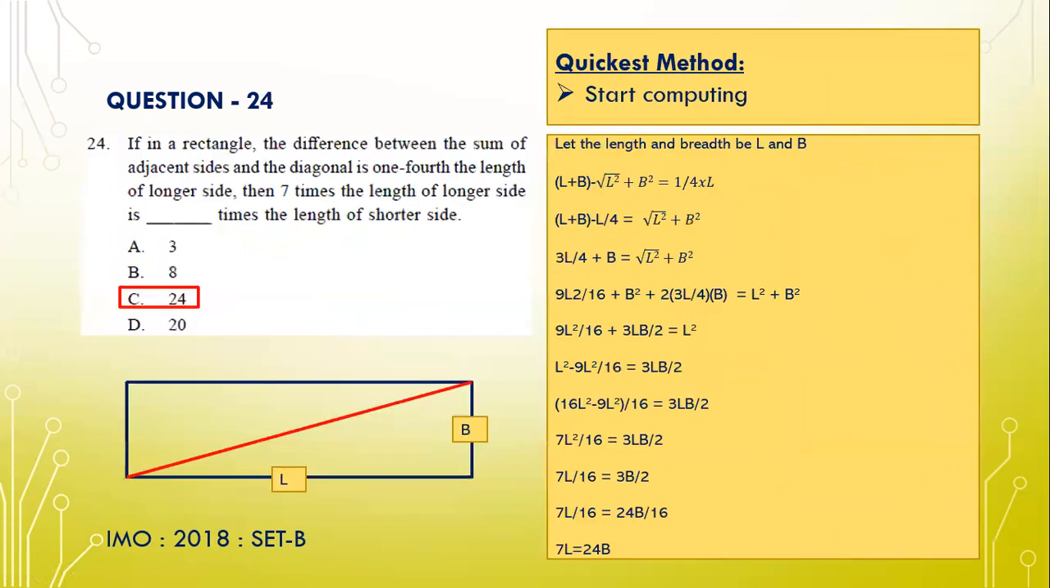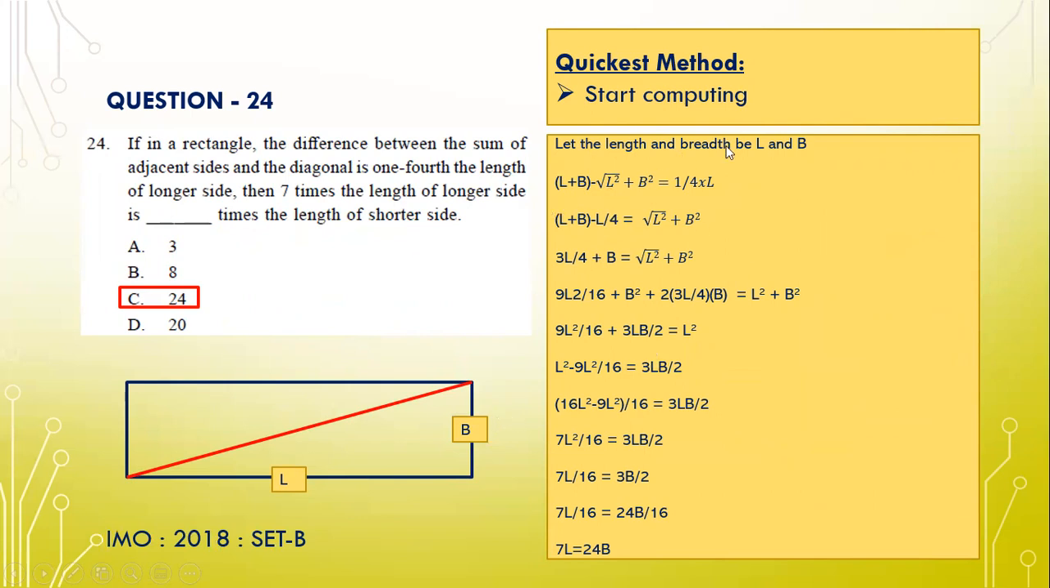Okay, if in a rectangle the difference between the sum of adjacent sides and the diagonal is 1/4 of the length of the longer side, isn't it? So let the length be L and let the breadth be B. So what is the hypotenuse? Hypotenuse square will be L square plus B square, isn't it? So if C is the hypotenuse, C square is equal to L square plus B square. And then what is C? C is the square root of L square plus B square.